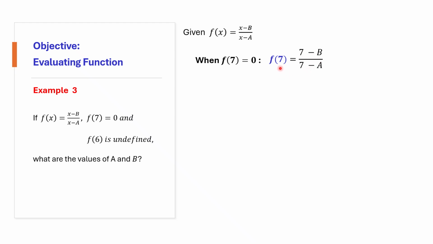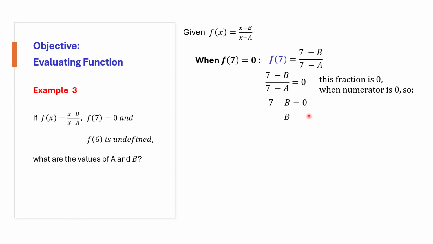And since it's given that f of 7 is equal to 0, we will equate this fraction to 0. As you can see here, this fraction is 0 only if the numerator is 0, because 0 over any non-zero number is always equal to 0. So it is enough to solve this by equating the numerator 7 minus b to 0, and we will get b equal to 7. Or if you want, you can do cross multiplication by putting the 0 as 0 over 1 and then cross multiply, and you will get the same thing.